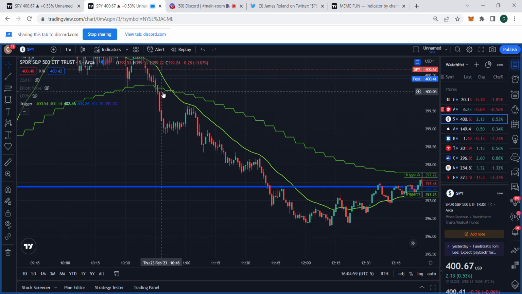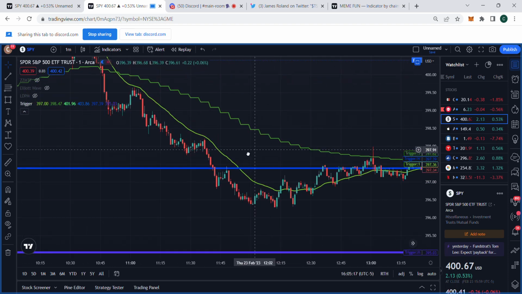So you would have been short at 400, and you would have been flat at 396.87 for over a $3 move. That was the first trade of the day, an excellent short. Another way you could have exited was right here at the weekly trigger. You could have exited at 397.37. So that was the first trade.